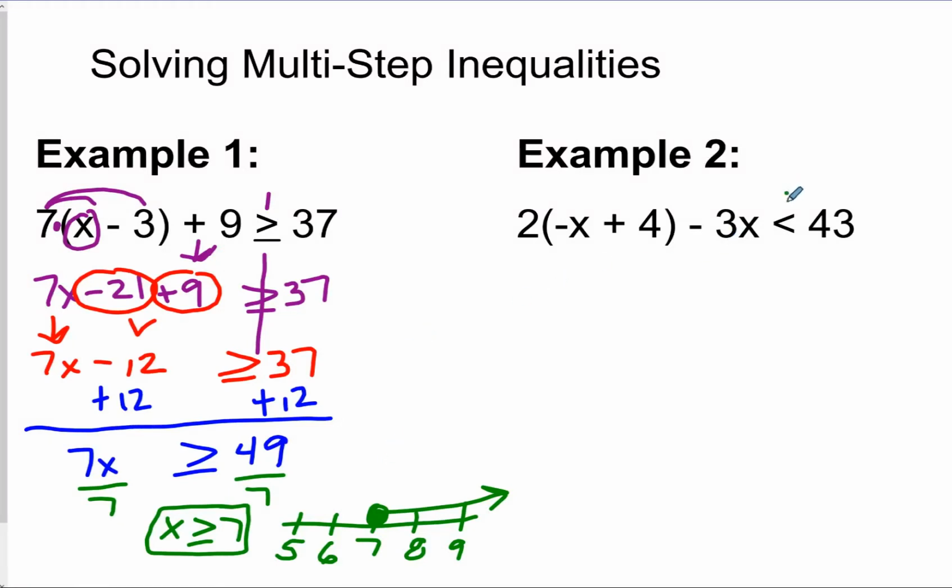So for example 2, line down the equal sign, we check, do I have any parentheses on my left side? Yes. So we're going to go ahead and distribute what's out in front of the parentheses, which in this case is the 2. 2 times negative 1x is negative 2x. 2 times positive 4 is positive 8. And then we're going to drop everything else down.